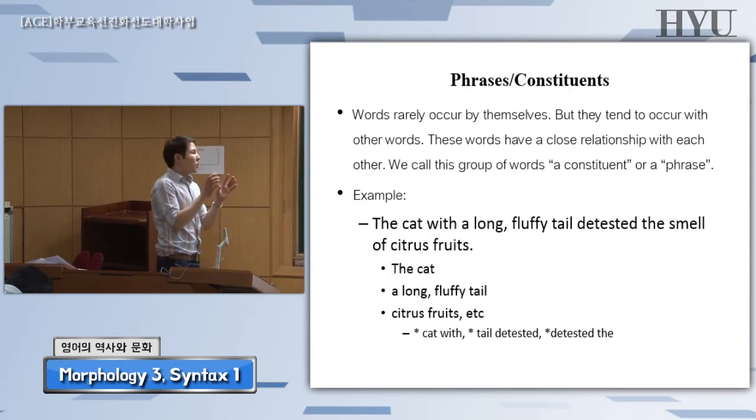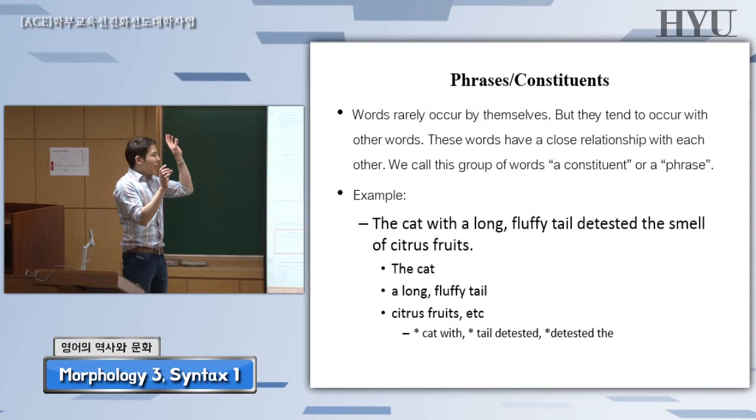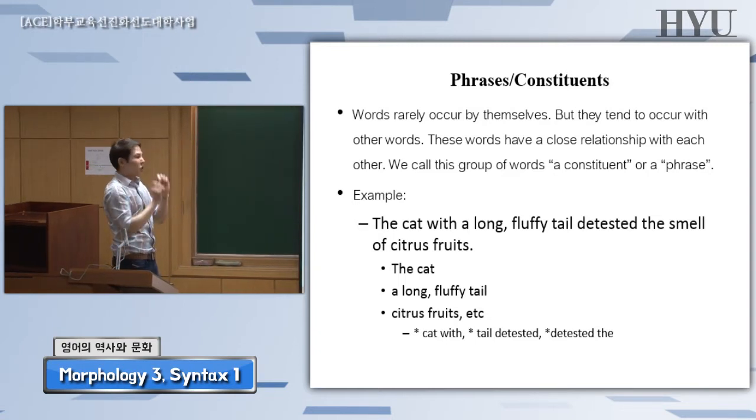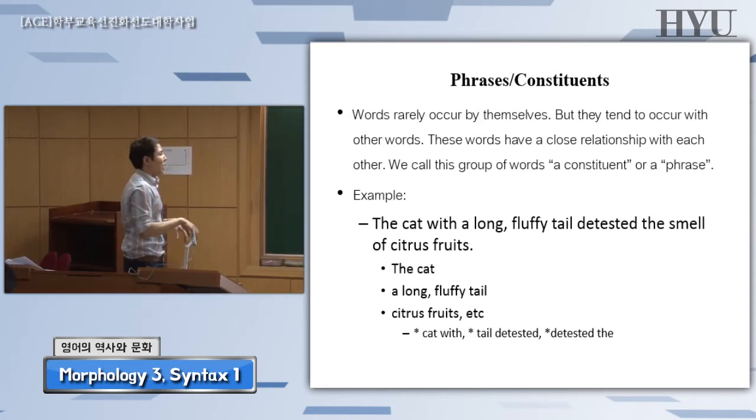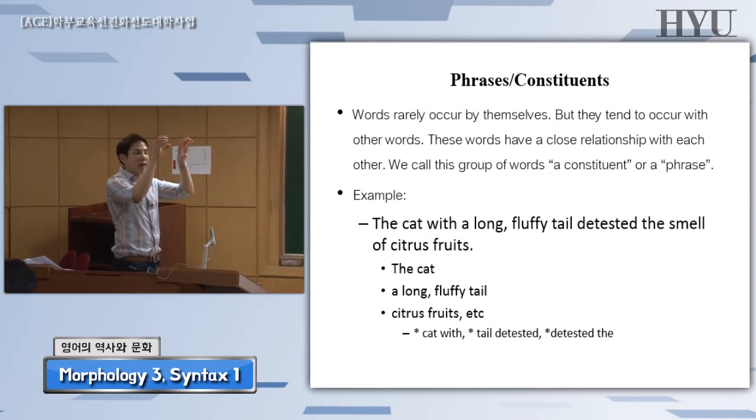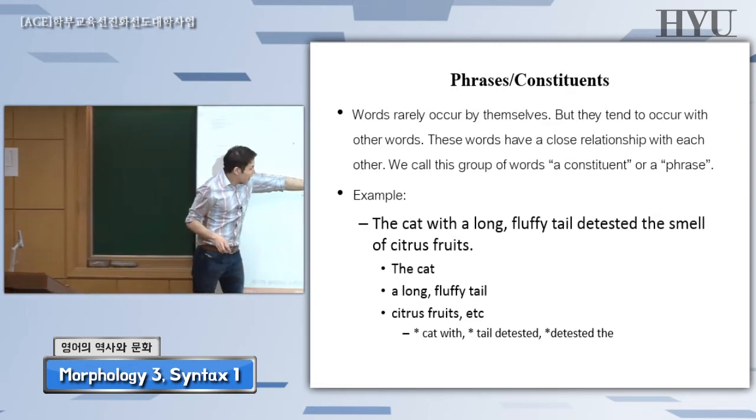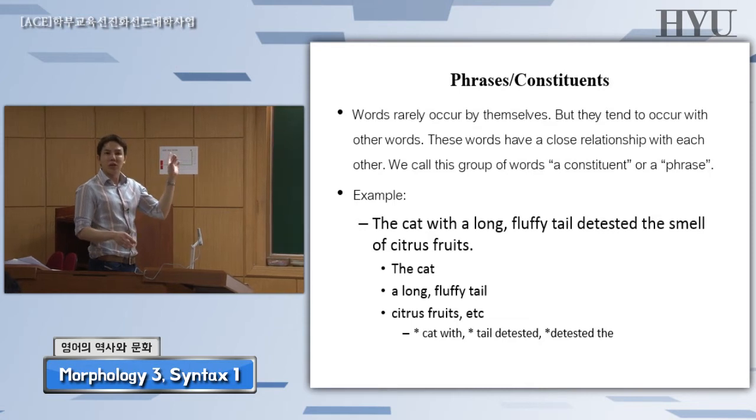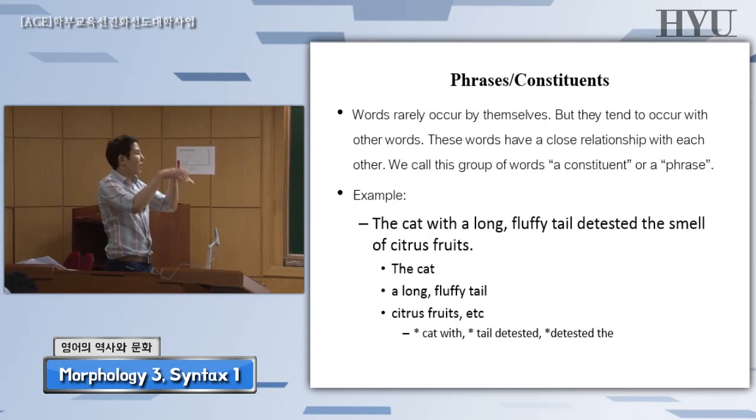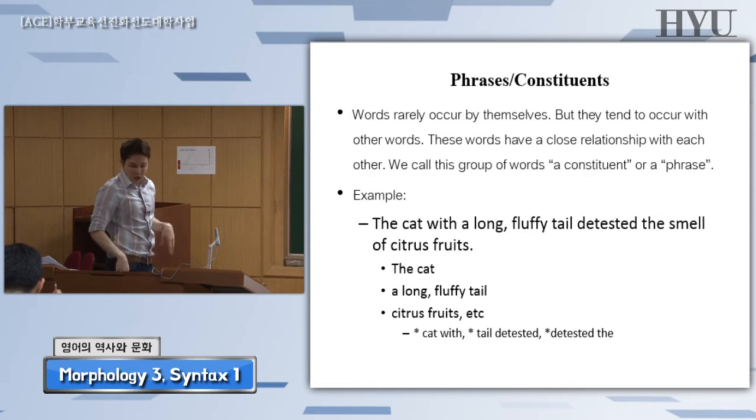And you'll see that some words go together, okay? Like the cat, right? You have a determiner and the noun cat, they go together like that. A long fluffy tail, that goes together, right? All of them go together as a group. And then citrus fruits go together, okay? And some words do not go together, like with and citrus, okay? Cat with, they don't go together. The word cat and the word with, they don't go together, right? But the cat, and then a long fluffy tail, or with a long fluffy tail. But cat and with do not go together, okay?